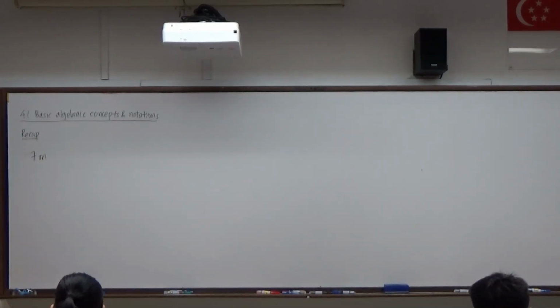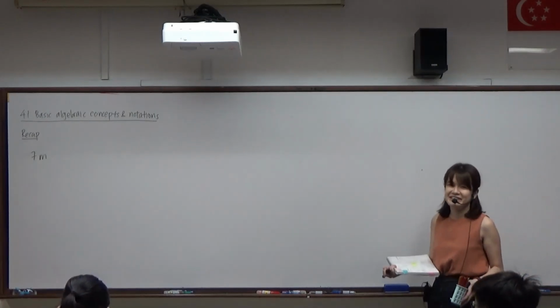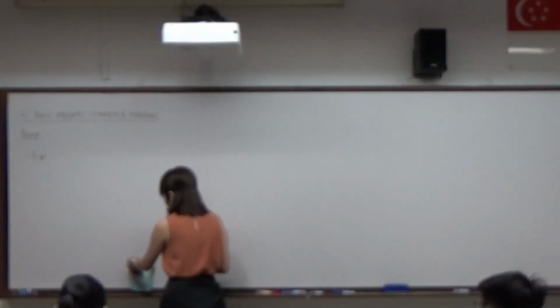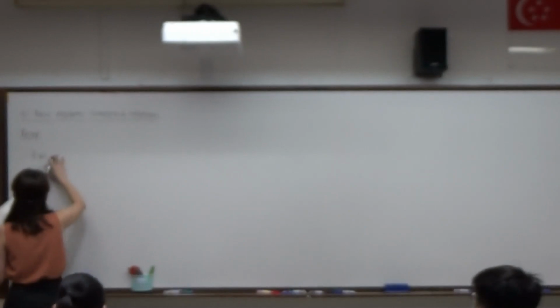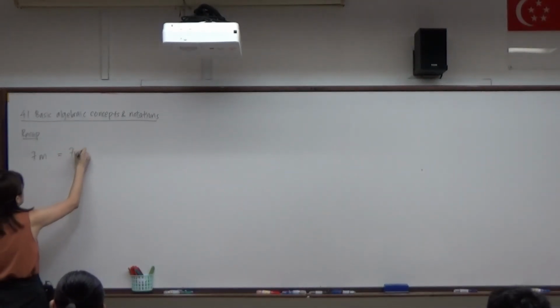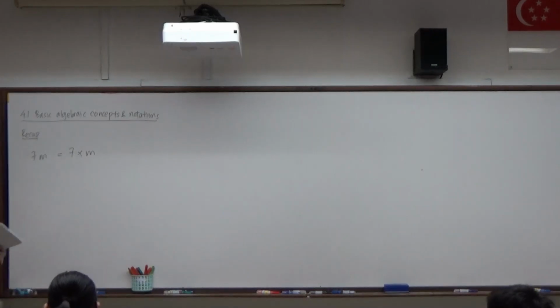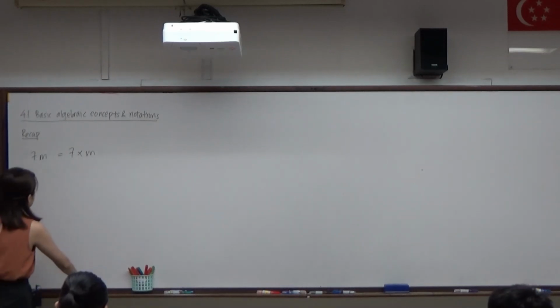Yes, Ethan. 7 meters. 7 times m. So it means 7 times m. Yes, I know that m is a unit, sometimes you see it as meters, but this time we're looking at algebra, so it's 7 times m. Okay, thank you, Ethan.